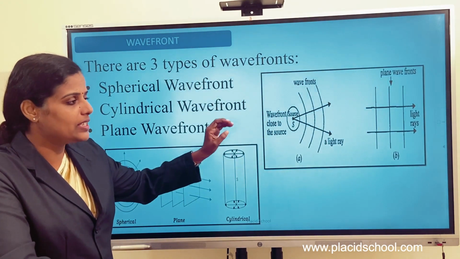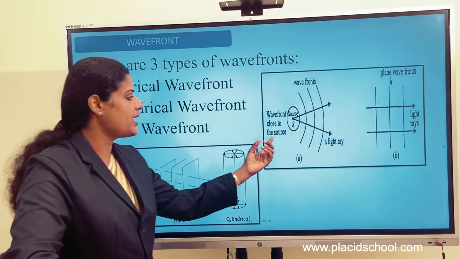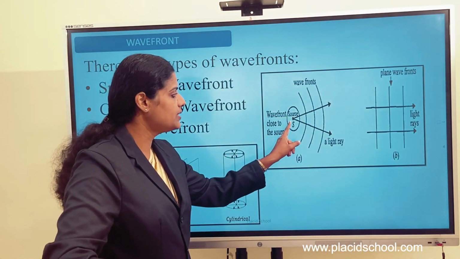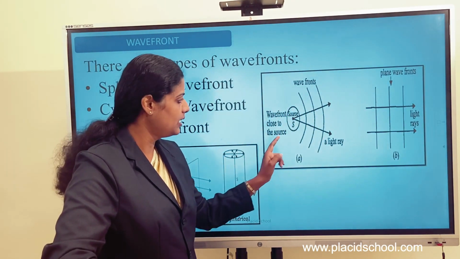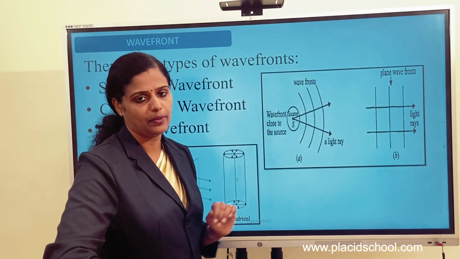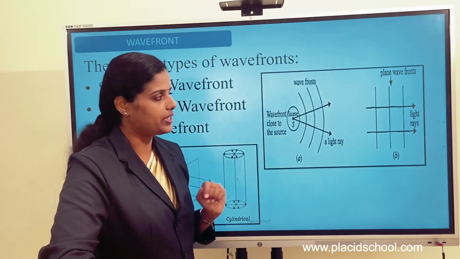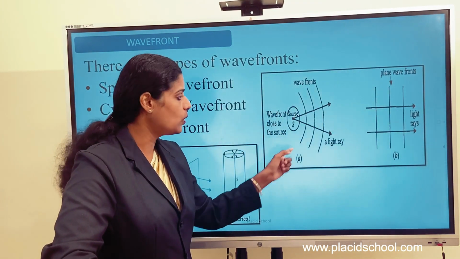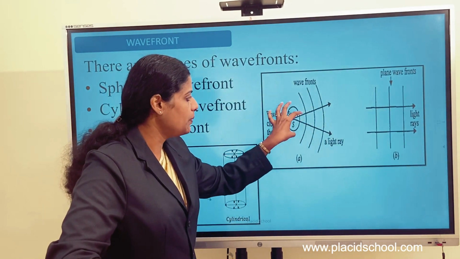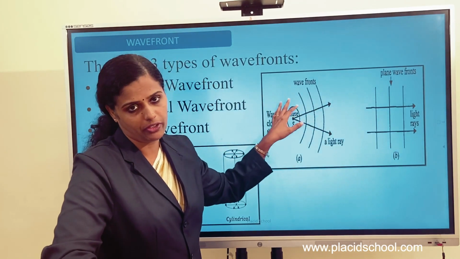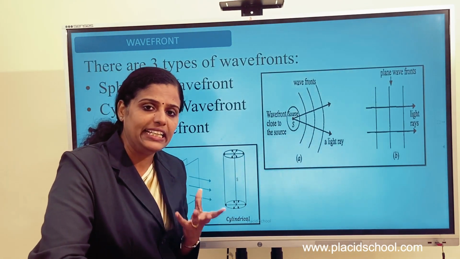Depending upon the source, if the source is a point source, then we will get a spherical wavefront. This is the example for a spherical wavefront. This is a point source and this represents part of the spherical wavefronts. First wavefront, second wavefront, etc. And the ray of light is perpendicular to the wavefronts. This arrow mark shows the wave or light ray, which is perpendicular to the wavefronts for a point source, which creates spherical wavefronts. And cylindrical wavefronts are produced by a linear source.